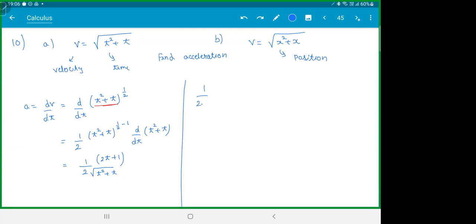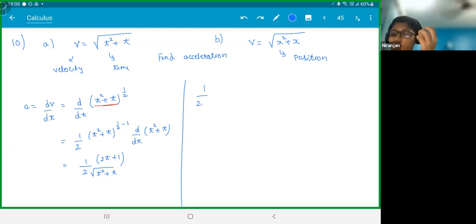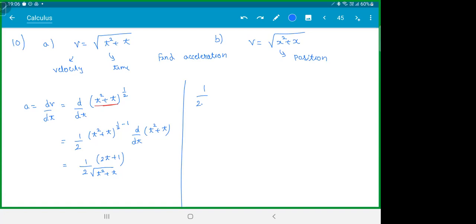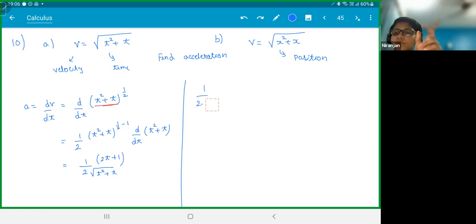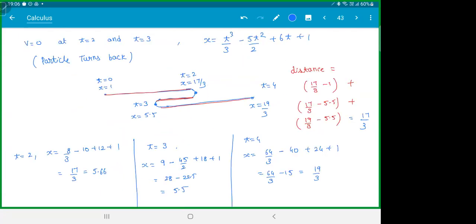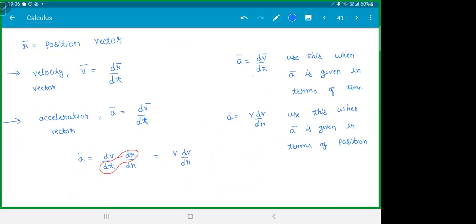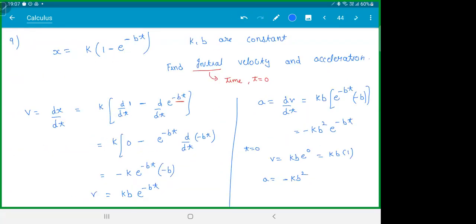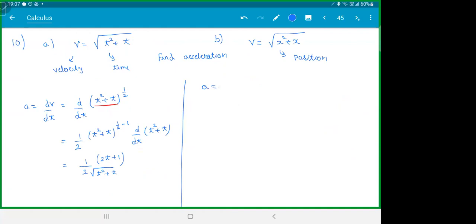Niranjan, what is the difference between A and B part? So for the B part, I got 2x plus 1 by 2. But what is the difference? Sir, in this, the position is given, so we will use v dv by dx. So the formula will change. Because time is given, they use this; position is given, use this. So the formula has to be different, be careful. In this case, the formula has to be v dv by dx. Right, Ritu?